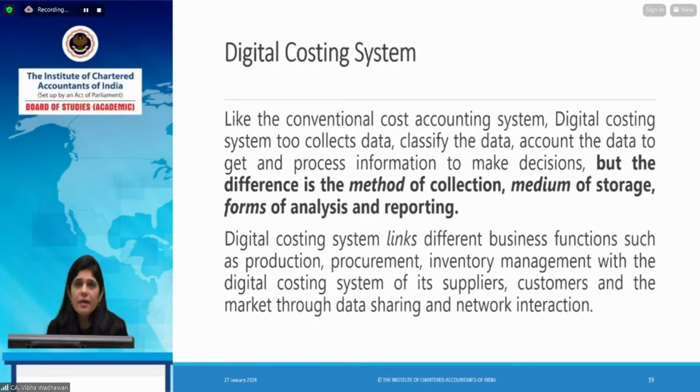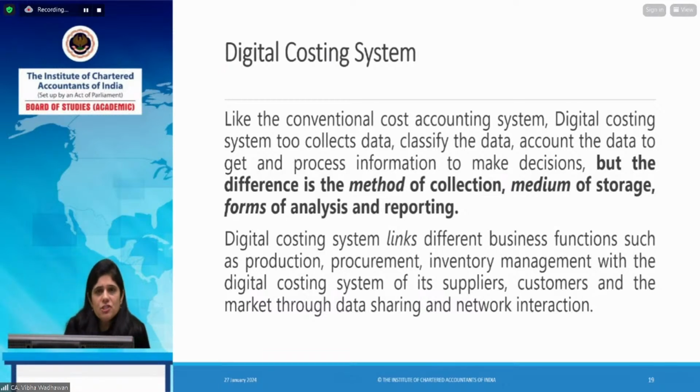Clear? Earlier, in the conventional method, if I make the report, it will only go to the management. The other departments may not have access to all the reports. But through the digital system, what happens? One report is made, and it can be accessed by any department. All the departments are integrated. That's the digital costing system.